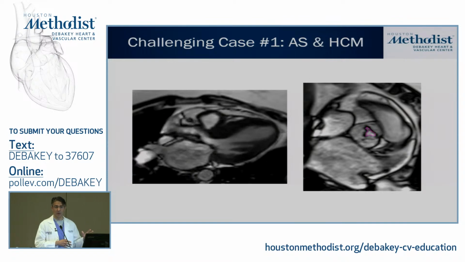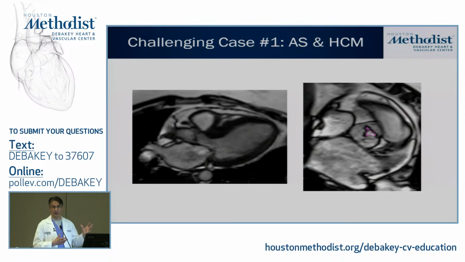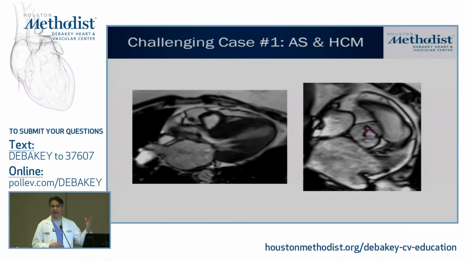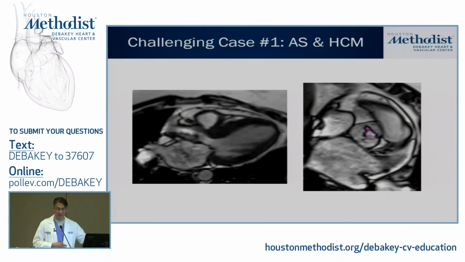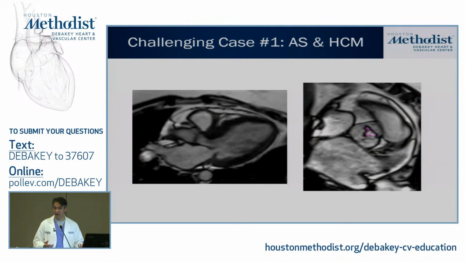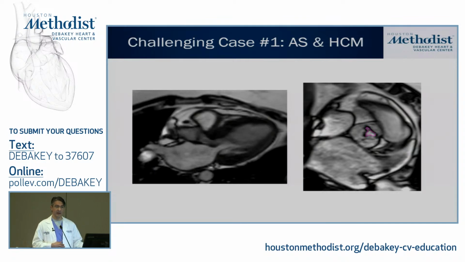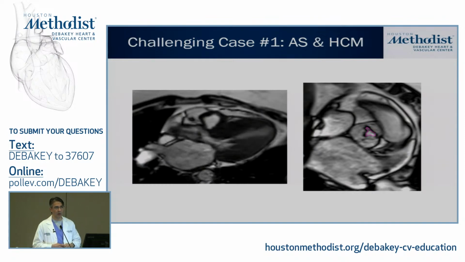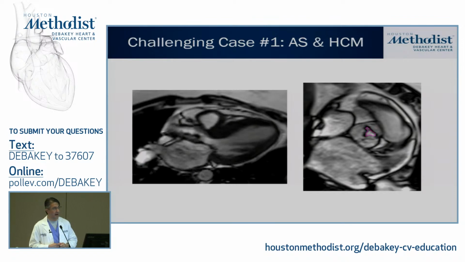And by echo, using the continuity equation, you really can't apply it in this case. So it can be very hard by echo to determine what the valve area is. You would have to rely on things like the pulmonic valve. Whereas with CMR, there is really a big advantage here, and the reason is because you have flow acceleration in the LVOT, and your Bernoulli equation kind of falls apart if the velocity is greater than 1.5.